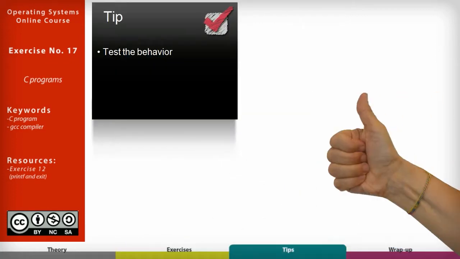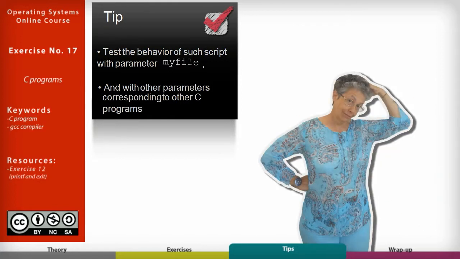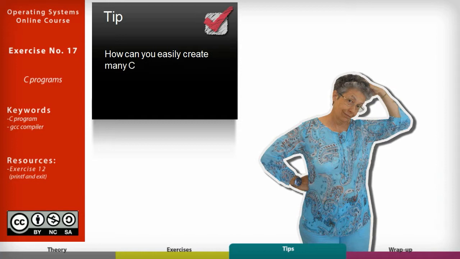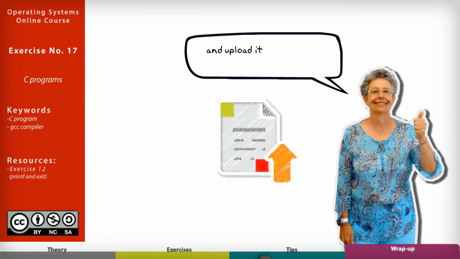Test the behavior of such a script with parameter myfile and with other parameters corresponding to other C programs. How can you easily create many C programs and many executable files? Execute the script and upload it on the course website if it is okay.